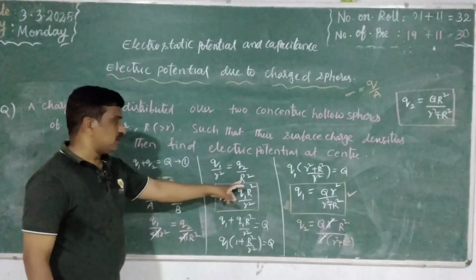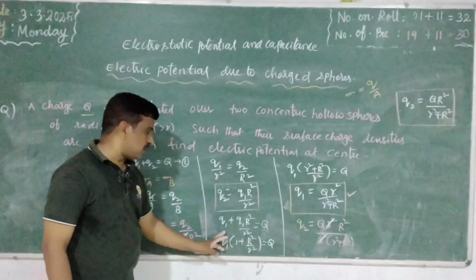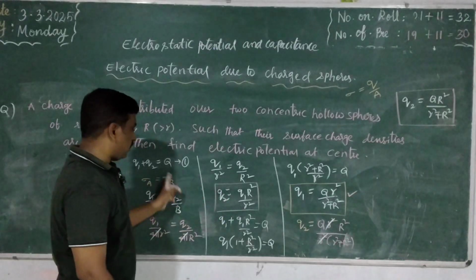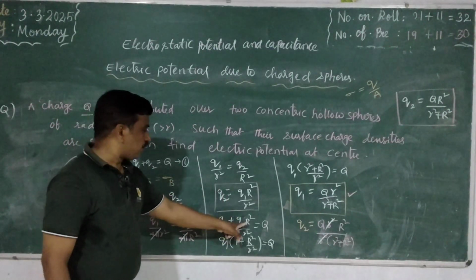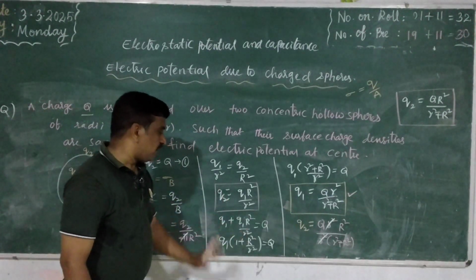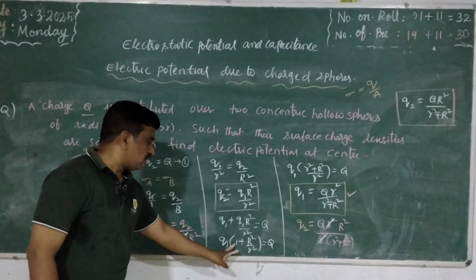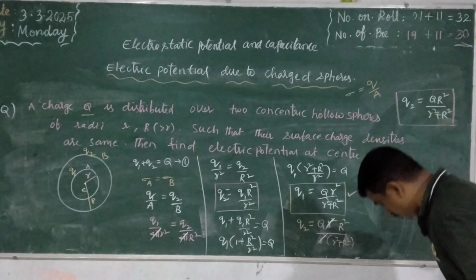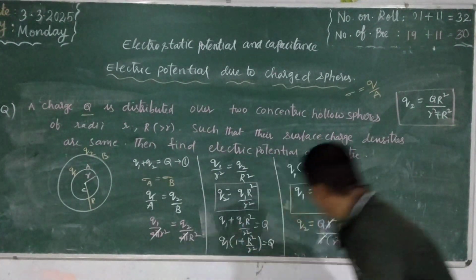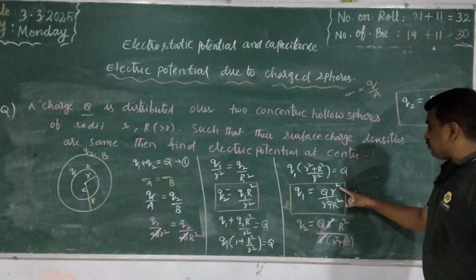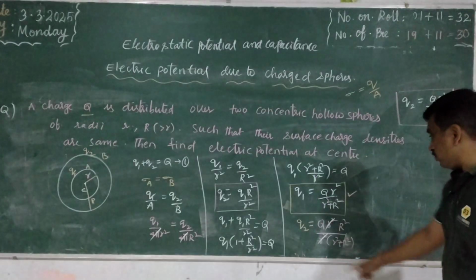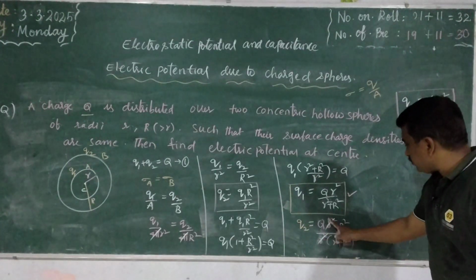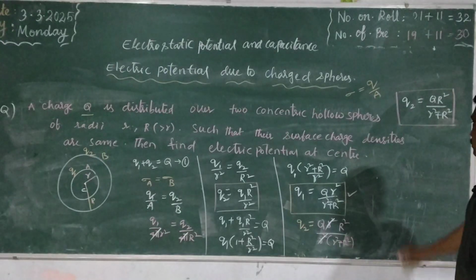So Q2 we can write as Q1 capital R square by small r square. In the first equation, Q1 plus Q2, we substitute this value: Q1 plus Q1 capital R square by small r square. Taking the LCM, Q1 into small r square plus capital R square by small r square equals Q. So the Q1 value is capital Q small r square by small r square plus capital R square. The Q2 value is capital Q capital R square by small r square plus capital R square.